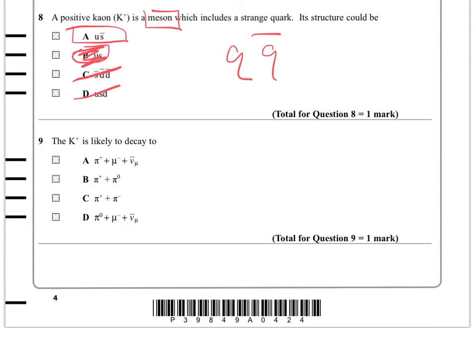Okay, so the K plus is likely to decay to one of these. So we need to look at the properties that it conserves. We'd like to think that it will conserve charge. So we're looking for something that will be positive overall. The A doesn't conserve charge because that gives you a neutral overall. B conserves charge because it does have a positive. C doesn't conserve charge because you've got plus and minus giving you zero again. And D doesn't conserve charge because you've got zero and negative giving you overall negative. So there's only one here that conserves charge, and that is B. This is the only thing that gives a positive overall.